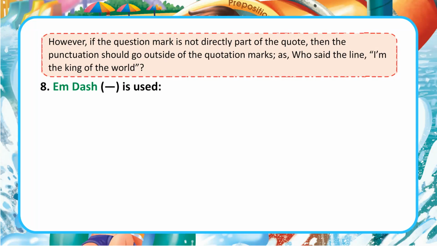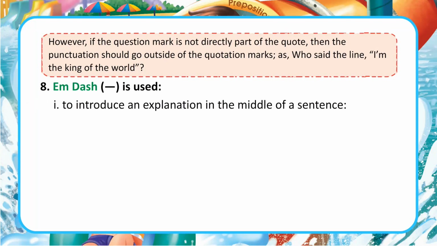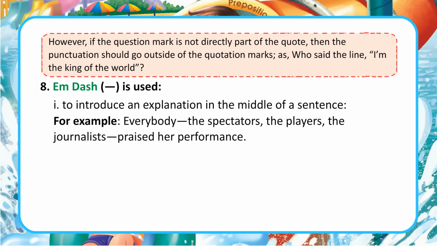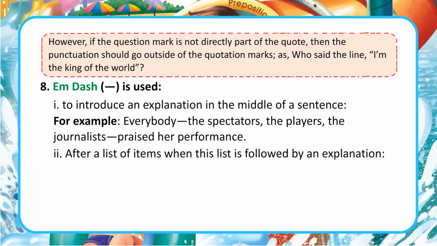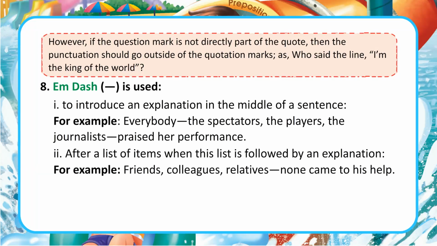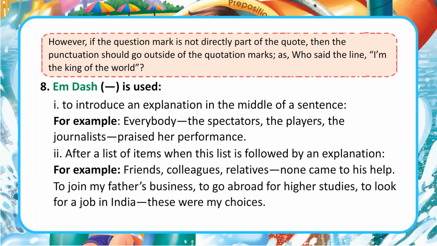8. The em dash is used: 1. To introduce an explanation in the middle of a sentence. For example, everybody, the spectators, the players, the journalists, praised her performance. 2. After a list of items when this list is followed by an explanation. For example, friends, colleagues, relatives, none came to his help. To join my father's business, to go abroad for higher studies, to look for a job in India, these were my choices.